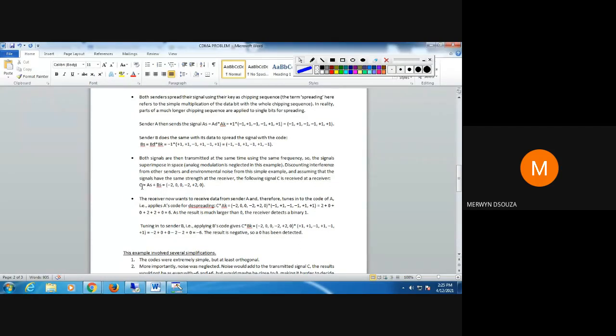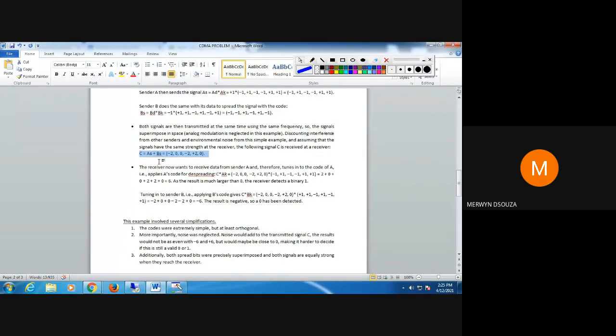So once this data has been sent across to the receiver, if the receiver now wants to decode the data of station A, note that this is a superimposed signal. It does not represent individual stations; it is the sum of all the signals. So now you have to extract the individual data from this signal.